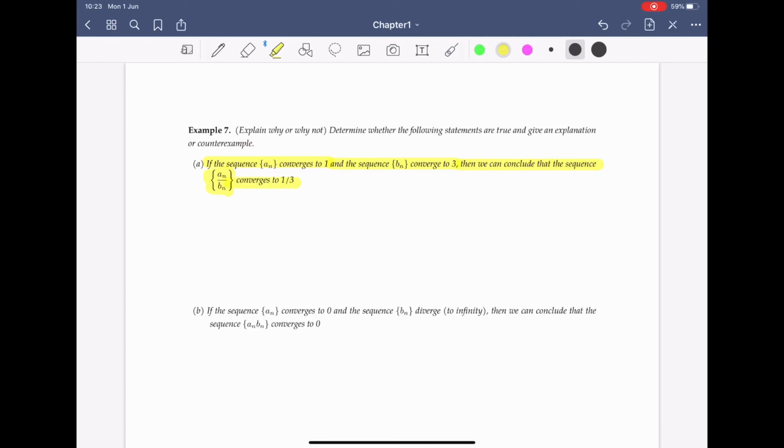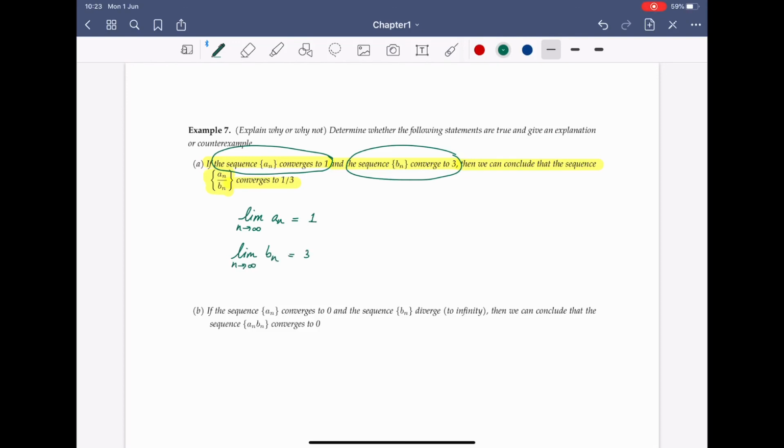Is it true? So you have the limit of a_n when n goes to infinity equal to 1, because the question said that the sequence a_n converges to 1. And then you have the limit of b_n when n goes to infinity equal to 3.